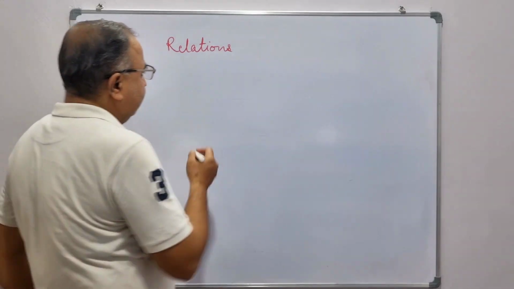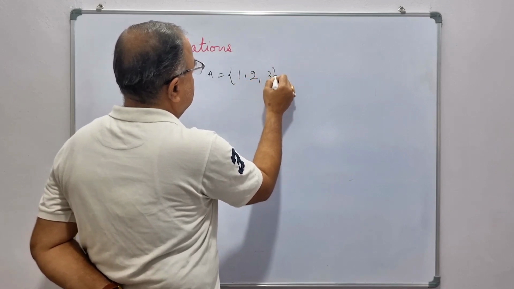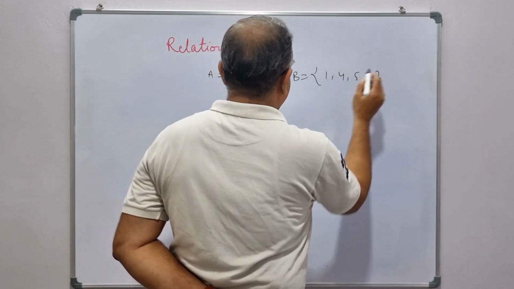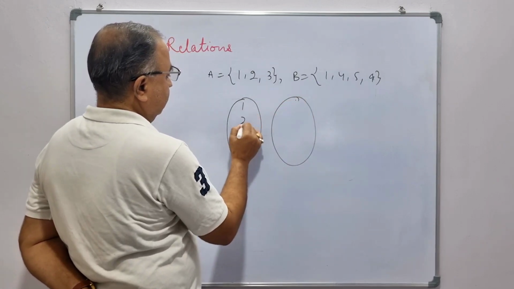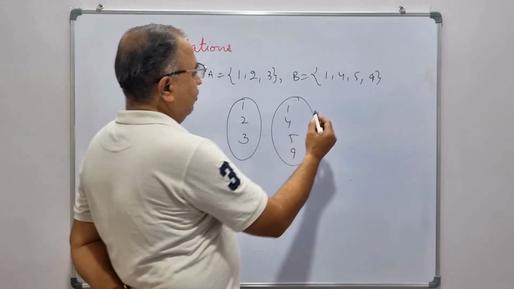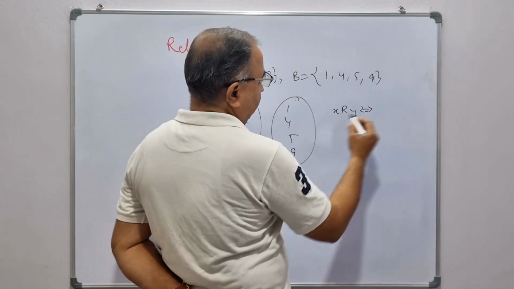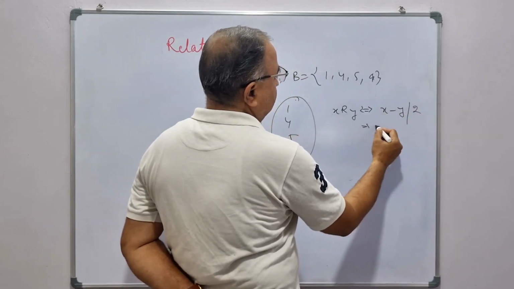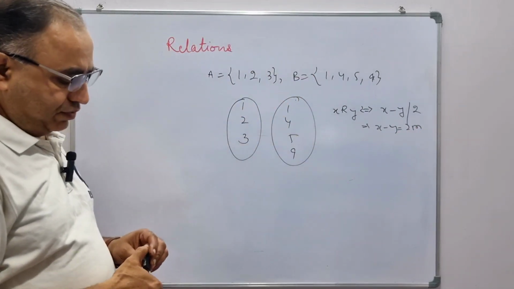Now suppose there is a set A. Suppose set A has entries 1, 2, 3. Set B has entries 1, 4, 5, and 9. Now defining here set A, set B, and you are defining a relation from A to B, that X is related to Y if and only if X minus Y is divisible by 2. Or you can say that X minus Y is an integral multiple of 2. That means the difference is an integral multiple of 2.